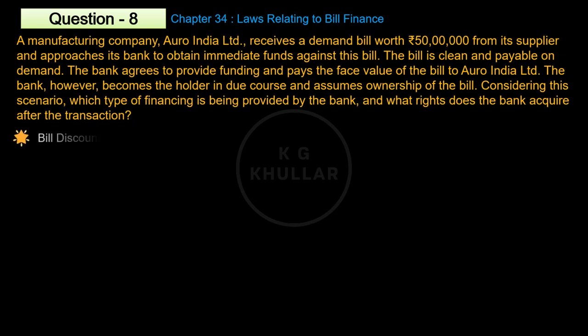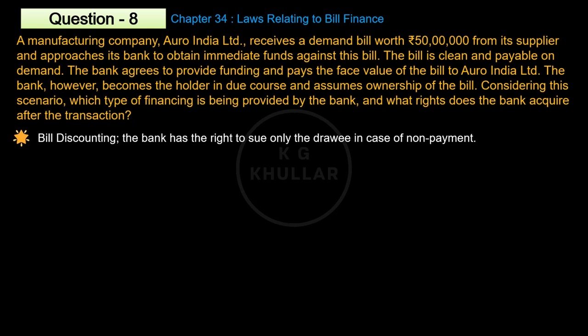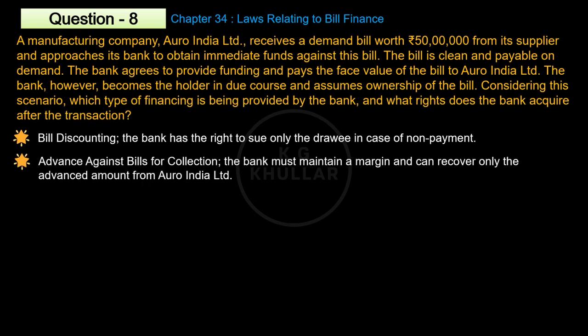And the first option is bills discounting, and the rights acquired are that the bank has the right to sue only the drawee in case of non-payment. Then second option is advance against bill for collection, and the right is the bank must maintain a margin and can recover only the advance amount from Oro India Limited.